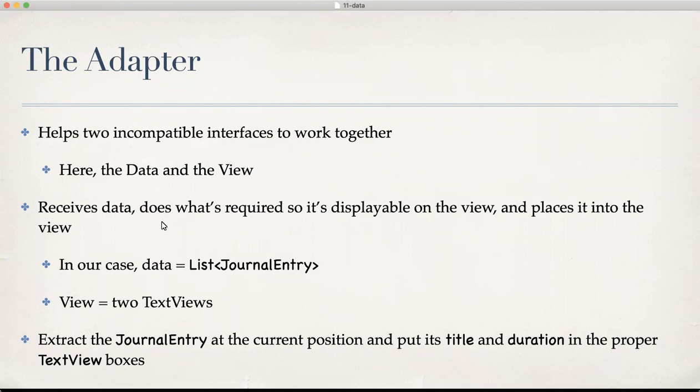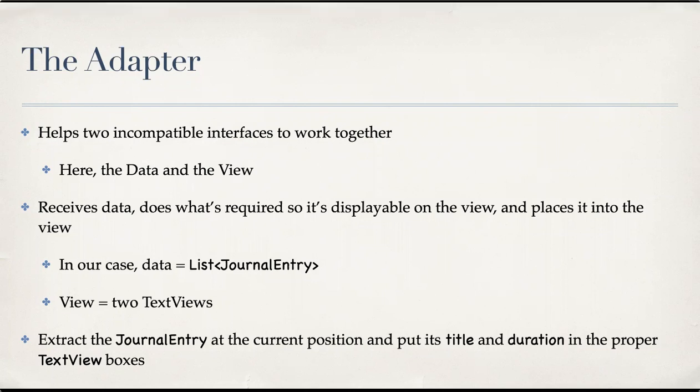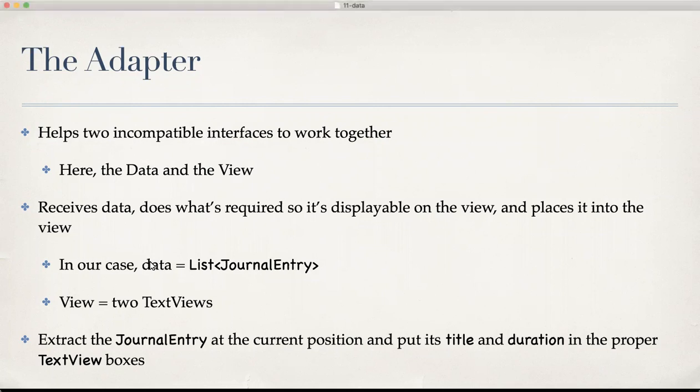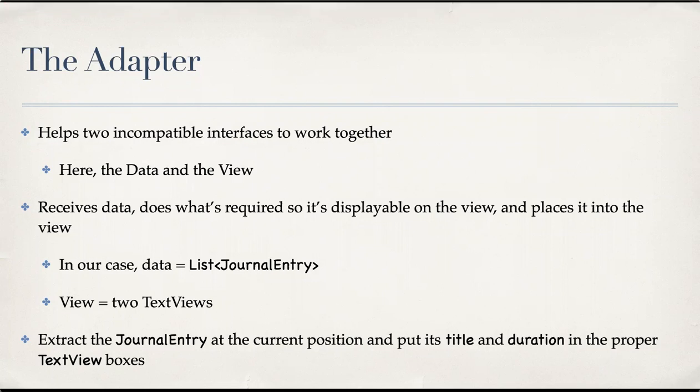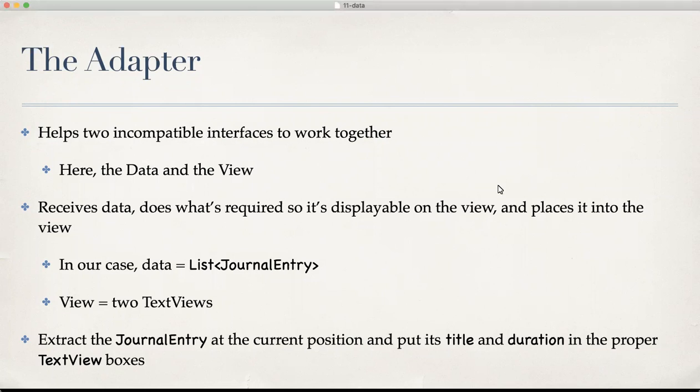What the adapter does is it receives the data and does what is required and makes sure it can be displayed on the view, and then it places it in the widgets that are on the view. In our case, the data is a list of journal entries. Each data item is a journal entry, and the view has two text views, if you remember, one for the title of the entry and the other for the duration. So what we'll do in this adapter is extract the journal entry at the current position and put it in the title and duration at related text views. So that's what our adapter will do here.